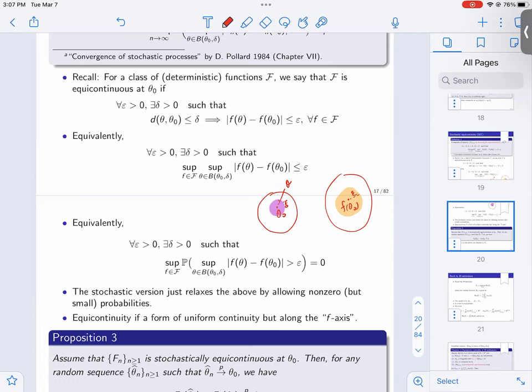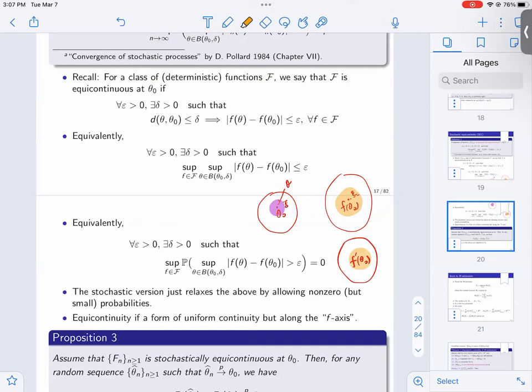Equicontinuity means that for every epsilon, I can choose a single delta such that it works for all these functions. This is one of them. The other one is not the same f theta, it's going to be a different f, but it works for all of them at the same time. There's another one, like F prime, for example. We are looking at a class of functions.